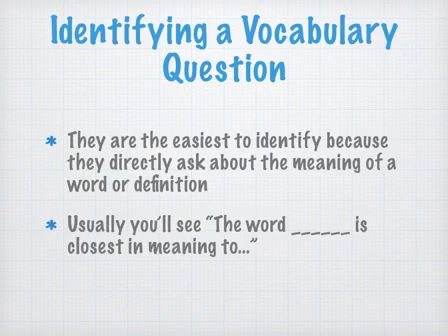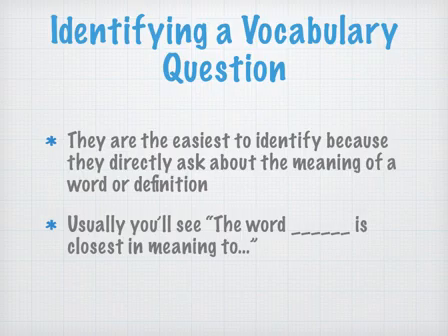How can you identify a vocabulary question? It's pretty easy. They're actually the easiest questions to identify because they directly ask here, what does this word mean? Usually you'll see something like the word blank is closest in meaning to, or something like that. You'll see variations on this. It's closest in meaning to, or it's similar in meaning to. They're the easiest type of questions to identify on the TOEFL test, so don't be too worried about that.